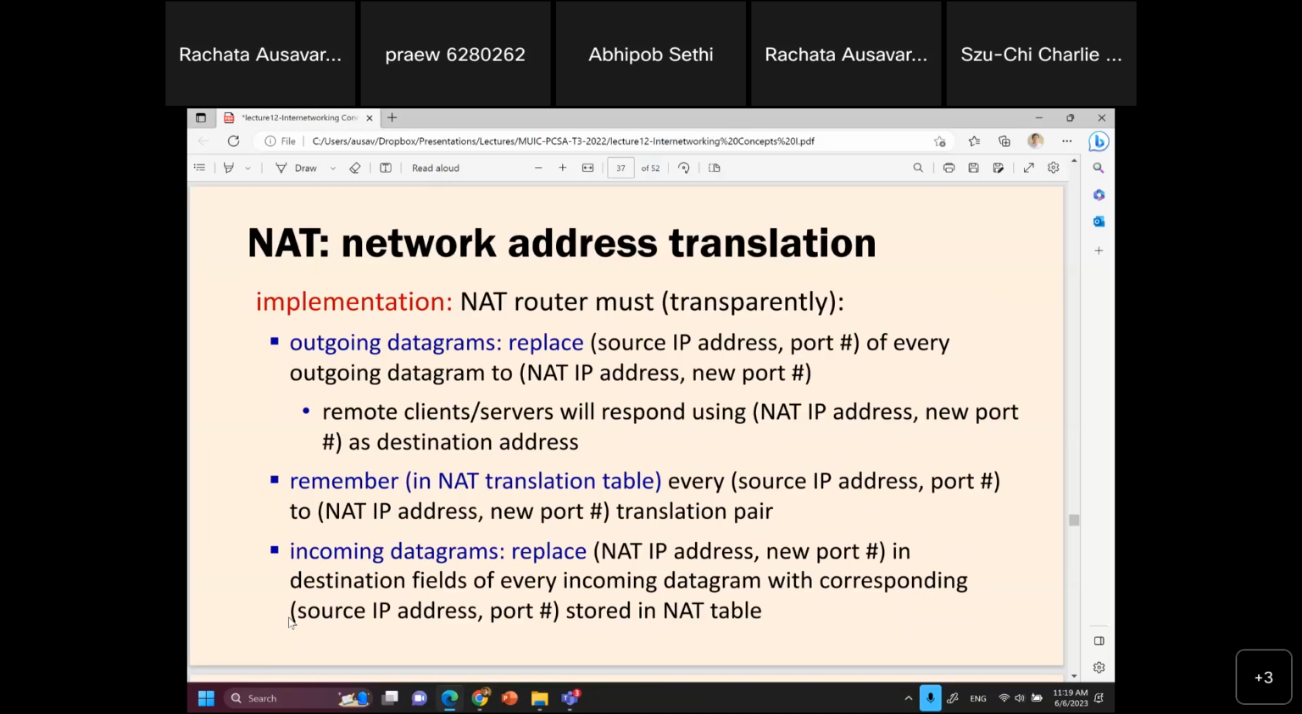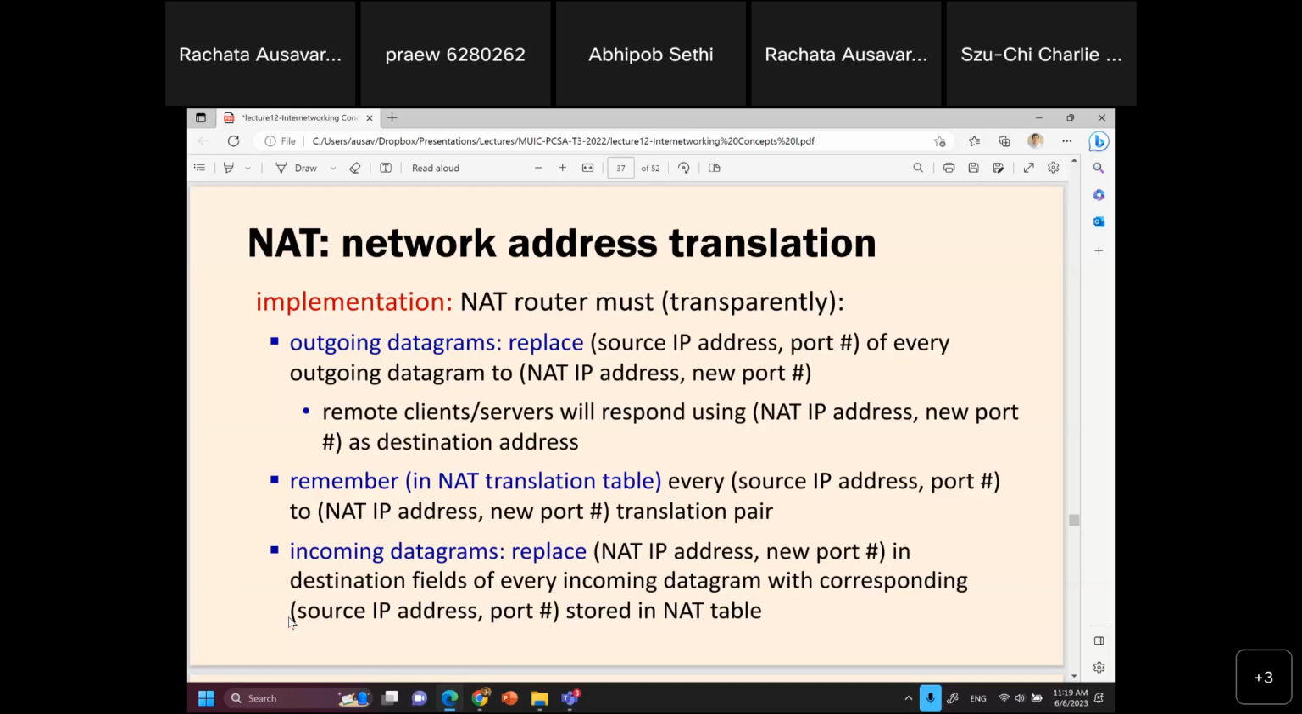Also, it has to have the table for every source IP and the translation pair. So it knows that, okay, this connection pair goes from this source to this NAT IP address, so that you can establish the connection from the device in the local network to the outside world.